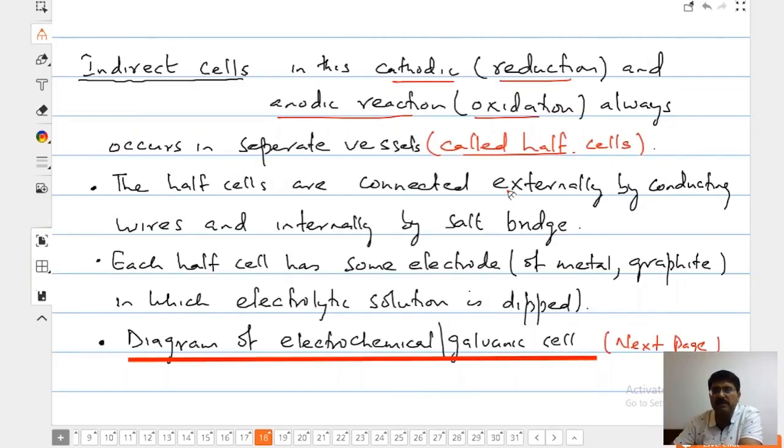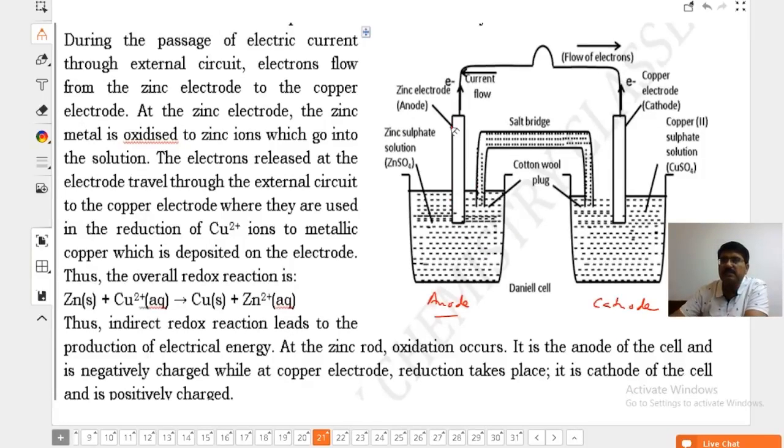The half cells are connected externally by conducting wires and internally by a salt bridge. Please do not ask what is a salt bridge. When I have kept it here, that means surely I'm going to discuss it with you. So right now, do not ask about the salt bridge. These are connected externally with the help of conducting wire, and internally the solutions are connected with the help of a salt bridge. What is a salt bridge, how it is prepared, and what its functions are, we have not discussed right now.